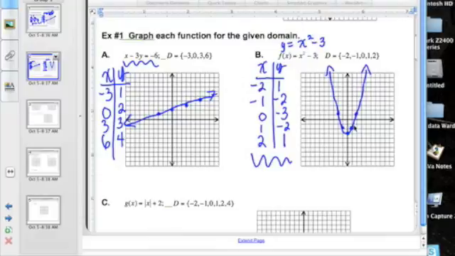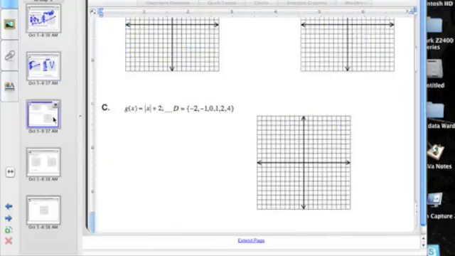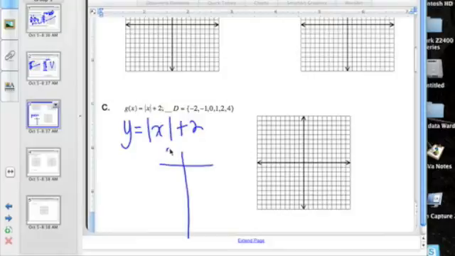There we go. All right, let's look at example C. Example C is another one that's nice. Already in y equals form, absolute value of x plus 2. So I've got my domains, and I'm going to find my ranges, -2, -1, 0, 1, 2, and 4. Got several values this time. If I plug each one of those values into absolute value, it makes them positive. If they already are positive, then they stay positive.